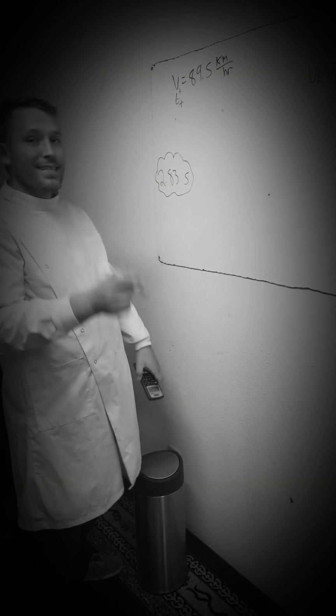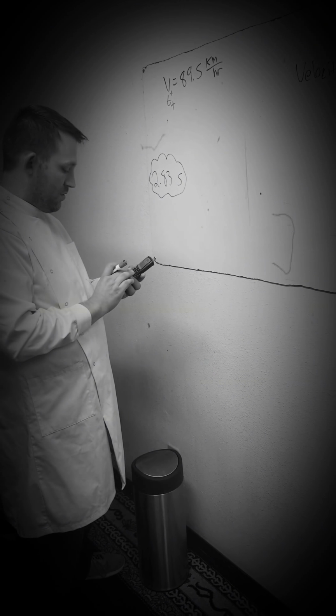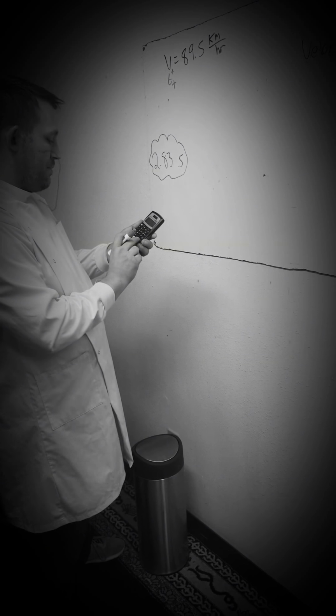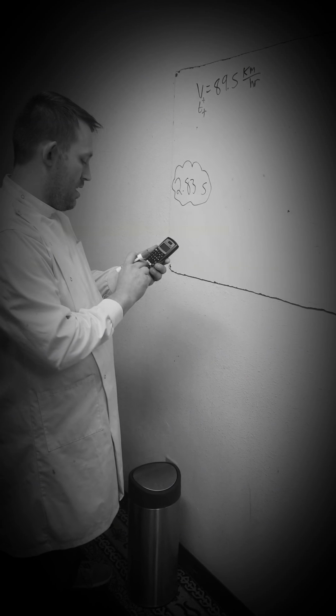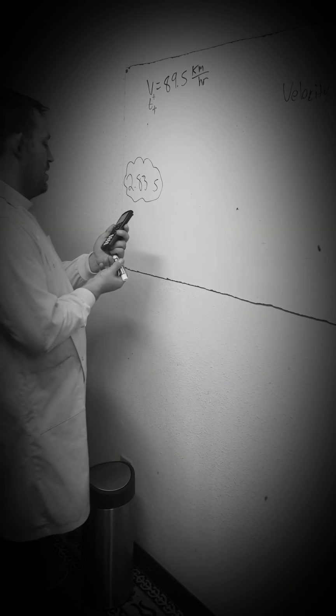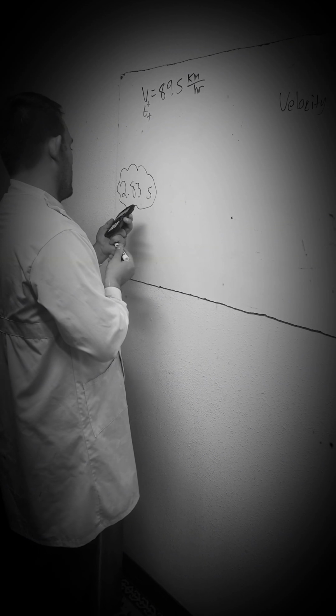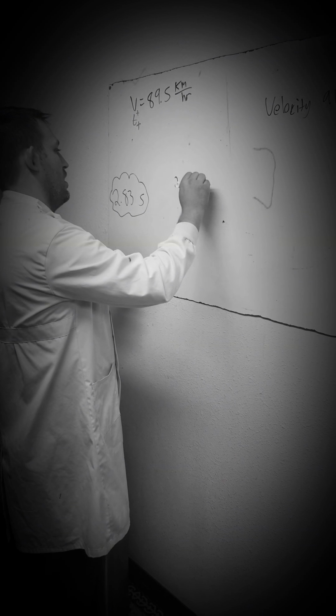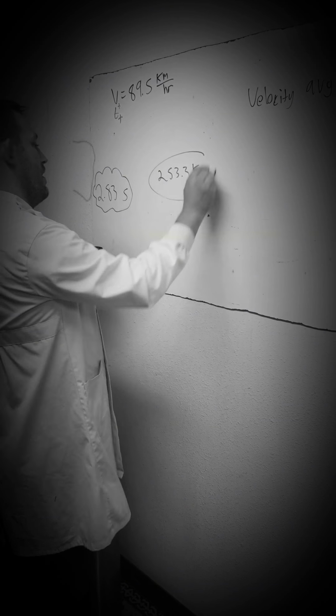So, what is distance? Remember, it was speed times time. Velocity times time gave us distance. So, we're just going to take that time. I already have it on the calculator from before. And I'm going to multiply that by 89.5. And I get a big number. I get 253.3 kilometers.